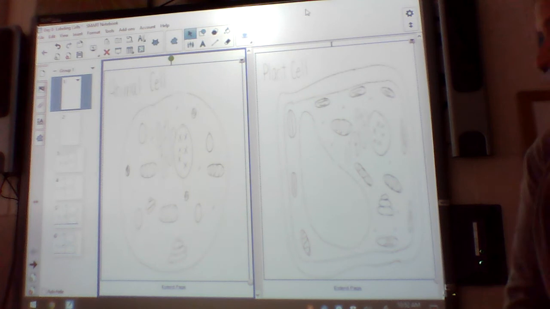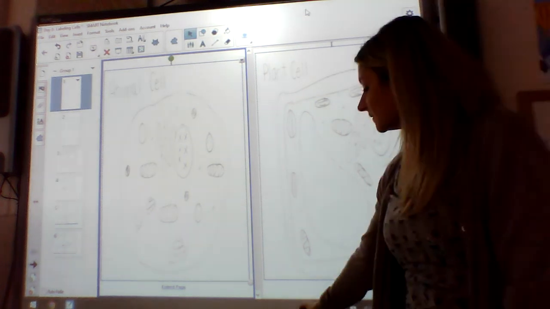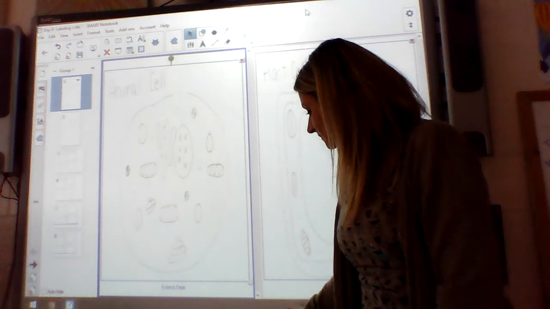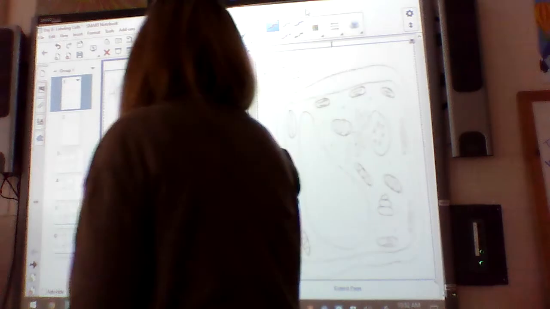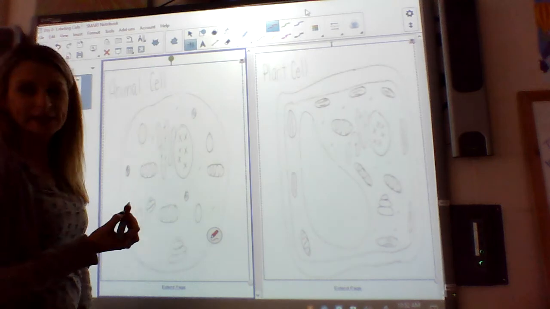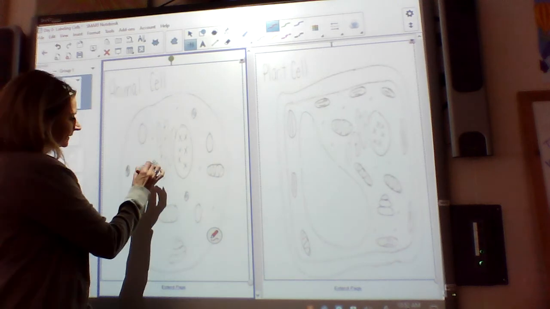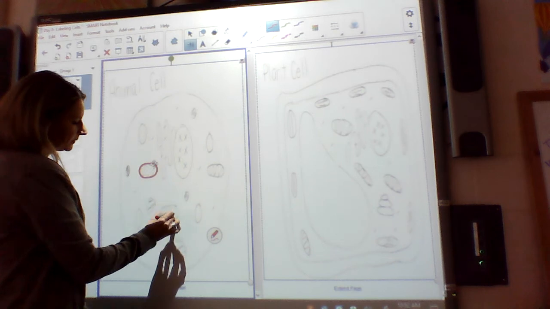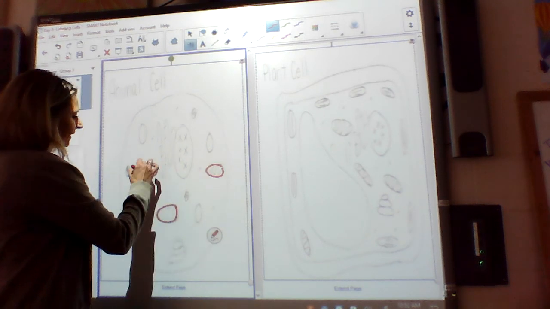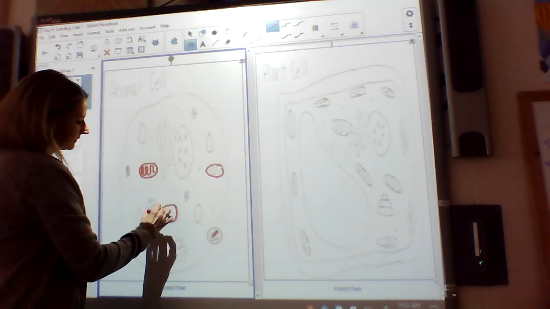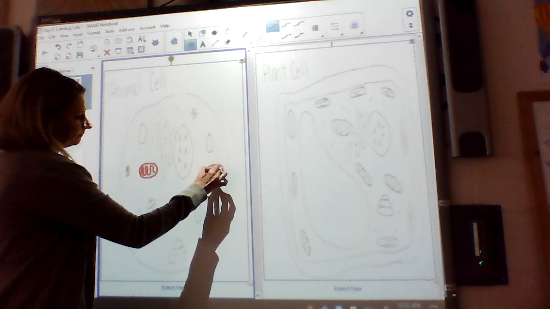We're going to start by taking a red color, okay? And we're going to identify the mighty mitochondria. They're in both cells, okay? So they are shown here by these structures. They have that extra membrane that almost looks like an M for mitochondria, okay?